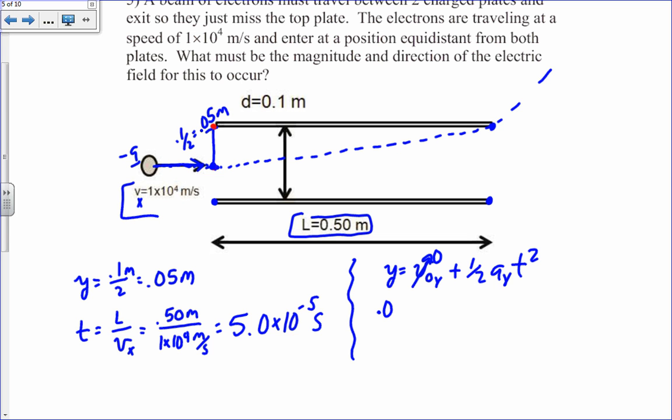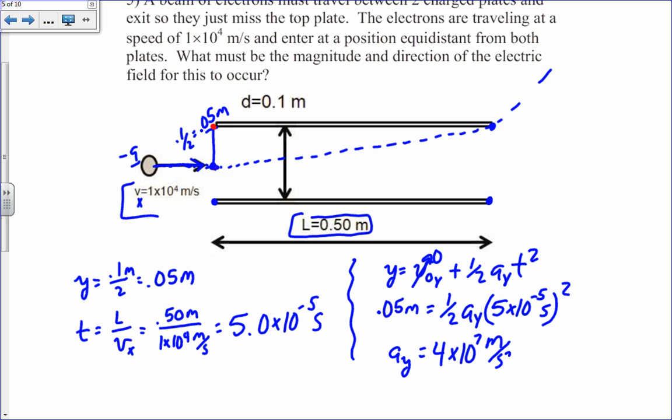My y displacement is going to be 0.05 meters, and that's going to equal 1/2 ay times the time, which is 5 times 10 to the minus 5 seconds. We'll square that and solve for ay. I find that ay is equal to 4 times 10 to the 7th. So that's how fast it must accelerate when it's going from here to here in the y direction, so that it covers this amount of distance, 4 times 10 to the 7th meters per second squared.